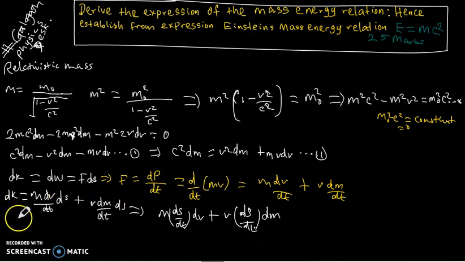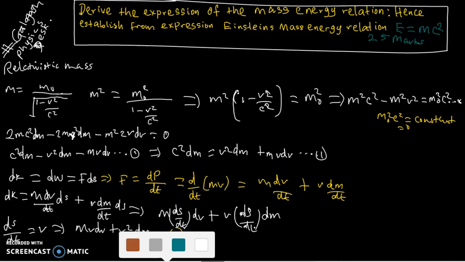So therefore we can say that ds/dt is nothing but v. ds/dt is nothing but v, which implies that our dk is mv dv plus v squared dm. So we can call this our equation 2.